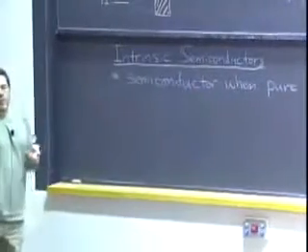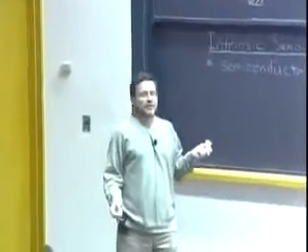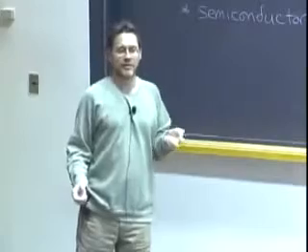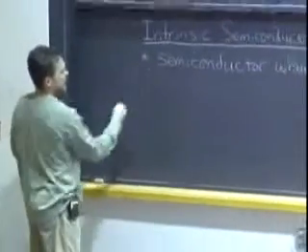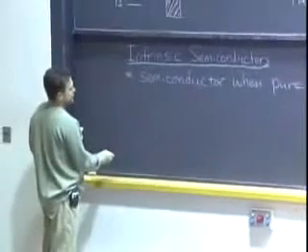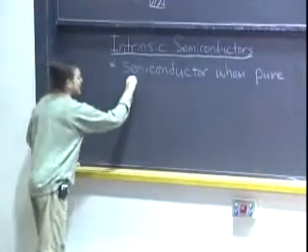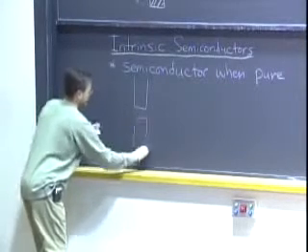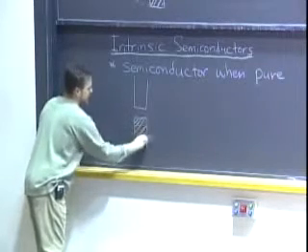Okay, and why would we make that reference? I mean, normally we're always talking about pure things, but actually you'll see in a moment that people do purposely make impure semiconductors for very good reasons, and we'll discuss that. Semiconductor when pure, and what that means is that you have a system like this with some kind of a small band gap, as we've suggested.